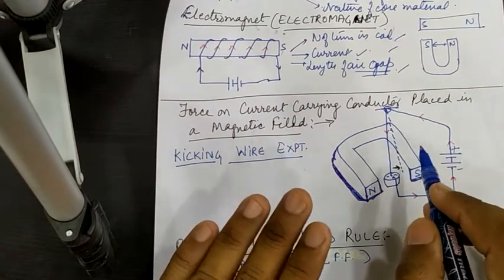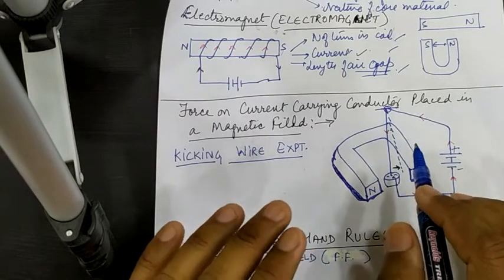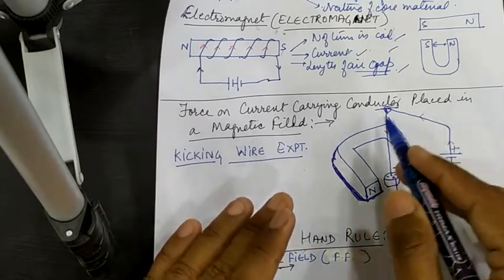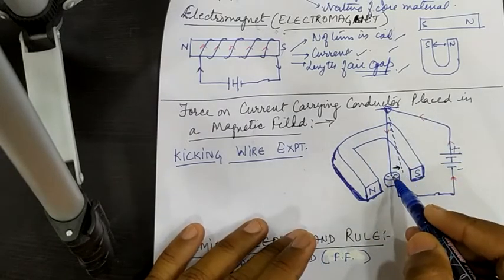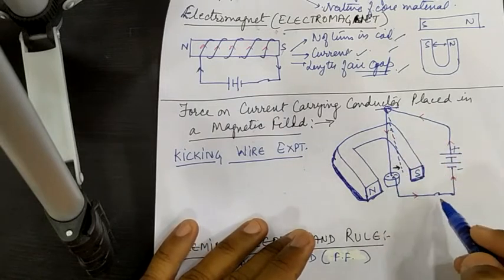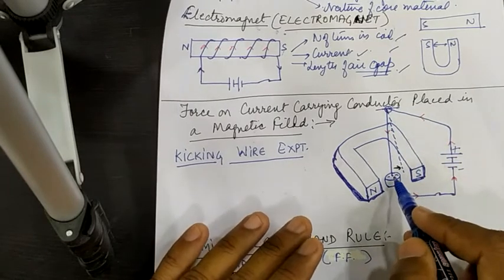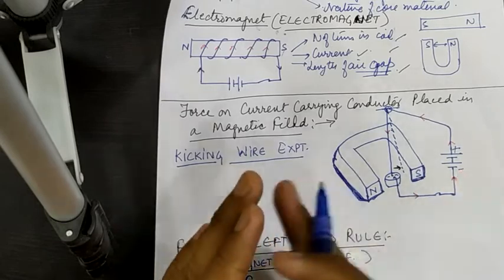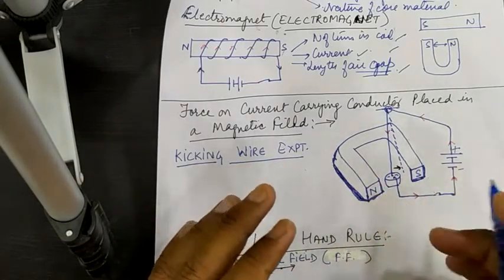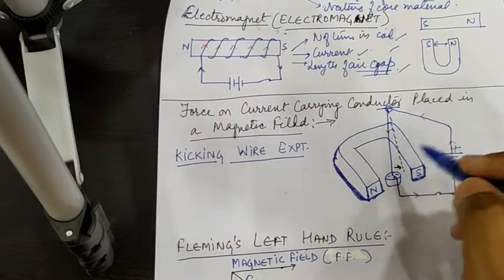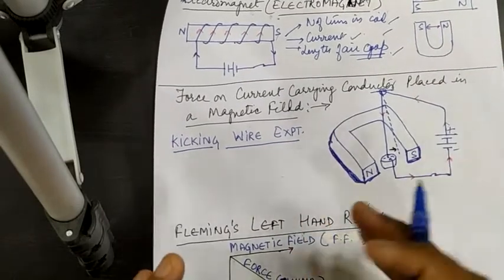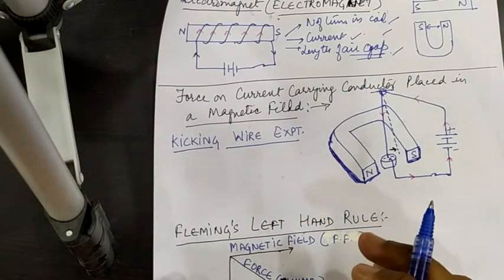So this is being seen over here, and again the circuit is completed, then again current will pass, and so again it will move forward. Such kicking will be seen in this conductor, in this wire. So this is the kicking wire experiment, you can see.